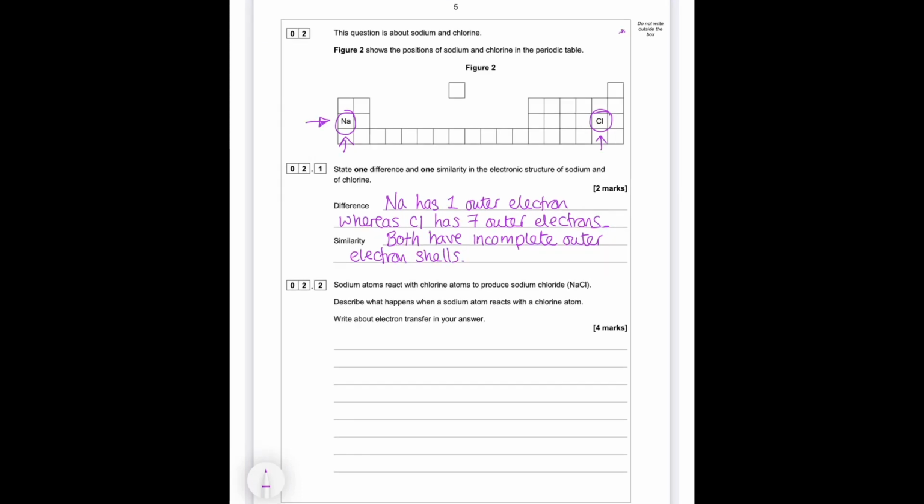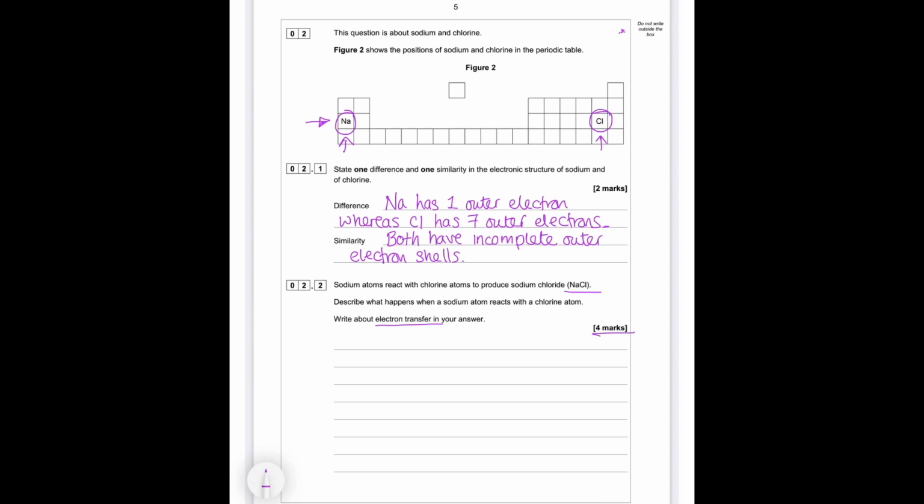So for the next part of the question, we have sodium atoms react with chlorine atoms to produce sodium chloride. Describe what happens when a sodium atom reacts with a chlorine atom. Write about electron transfers in your answer. And it's a 4-mark question.